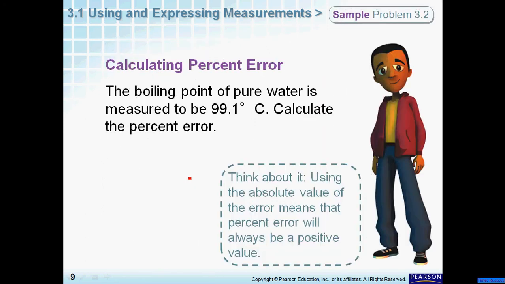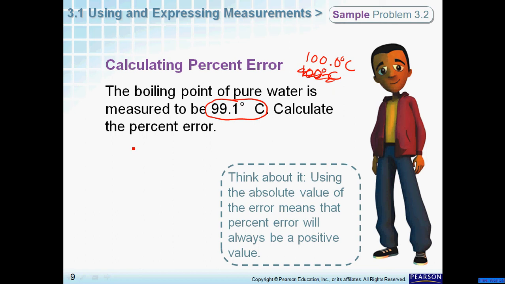Okay, so let's calculate the percent error of our boiling point problem. I've got this thermometer that's registering 99.1 degrees Celsius. We know that's wrong. We know the correct value is 100 degrees Celsius, or 100.0 degrees Celsius, if I use my correct number of significant figures. And so what I want to do is figure out how far off I am. What percent am I off?